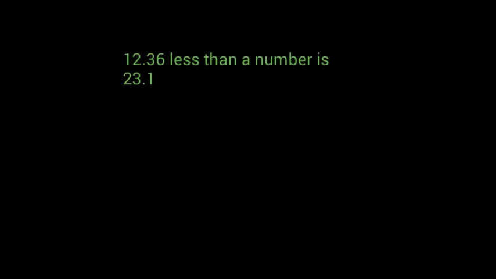Alright, last one. 12 and 36 hundredths less than a number is 23 and 1/10. So we know the is, so that equals 23 and 1/10. And if we're going to take less than a number, we have to start with the number first, because you can't take less than something if you don't have something to take less of it. So a number minus 12 and 36 hundredths equals 23 and 1/10.